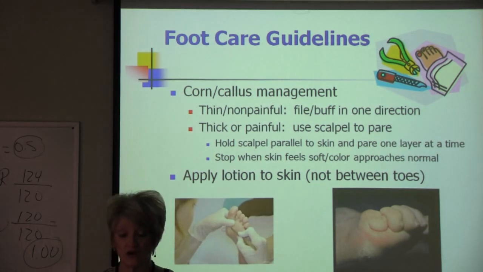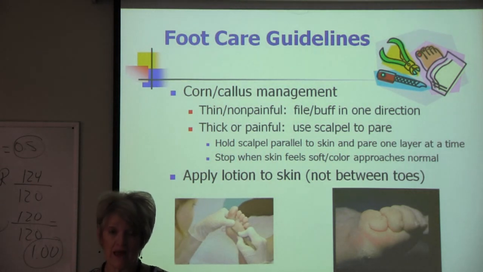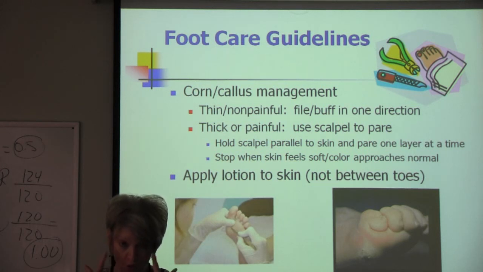How do you know when you're done? Callus skin is going to look yellow and feel hard. So you're doing a combination check. You're watching for color change as the skin color starts to become more normal and as the softness returns. That means you're getting very close to normal skin and you should stop.